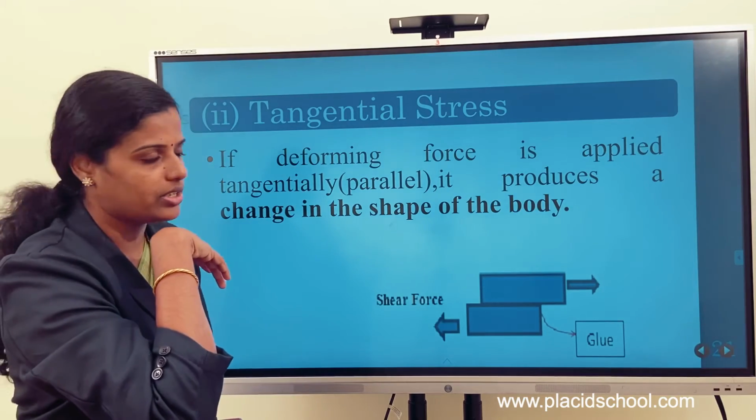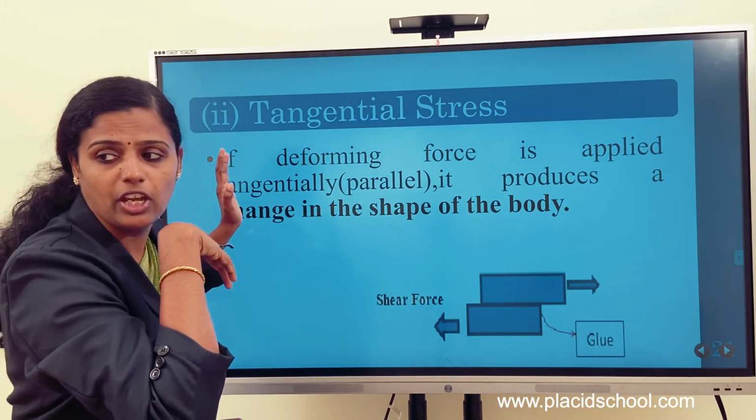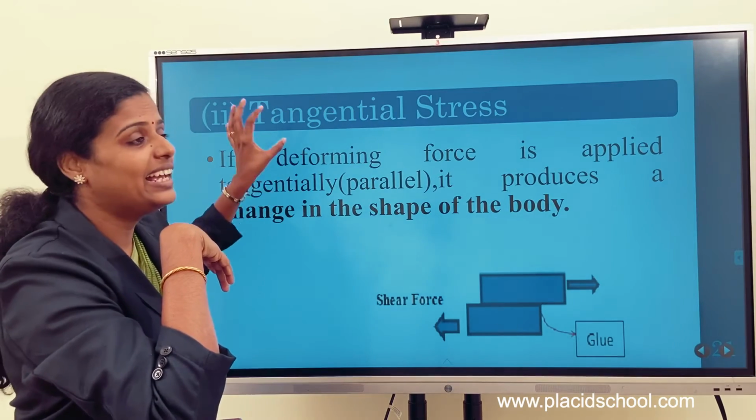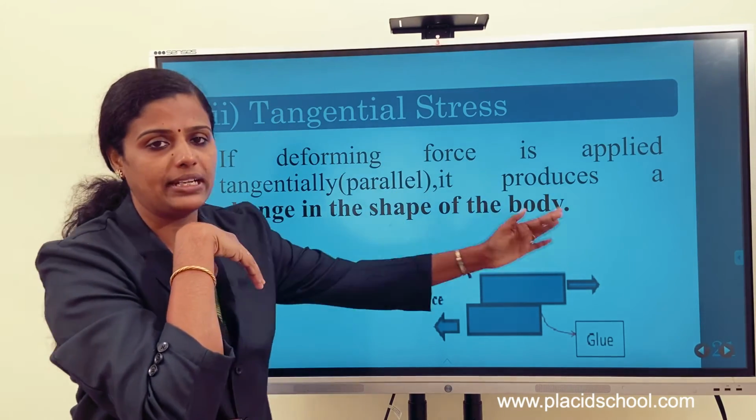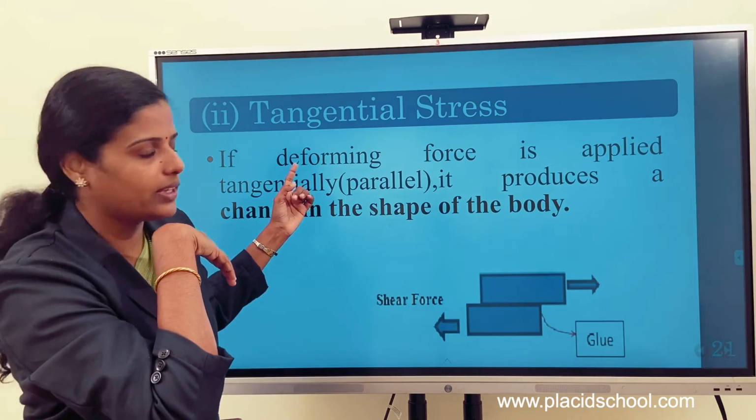And about tangential stress, the difference between longitudinal and tangential stress is that here we are applying the force parallelly, or tangentially.